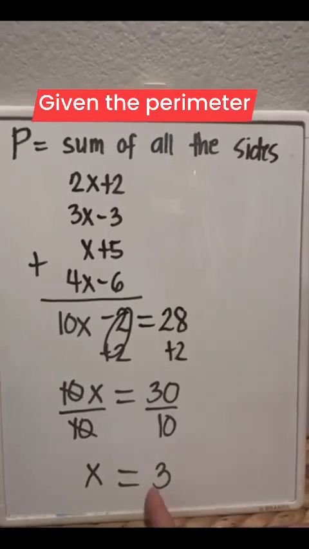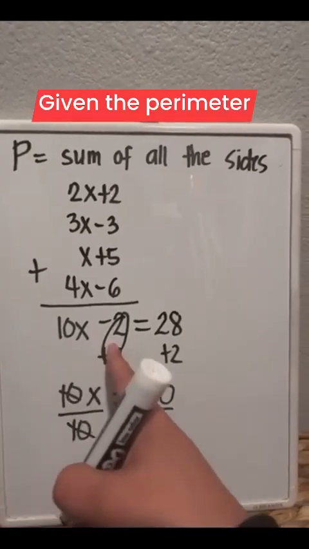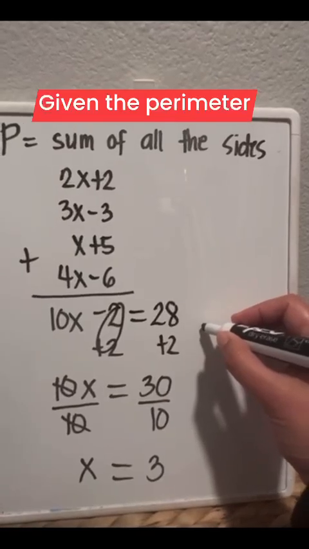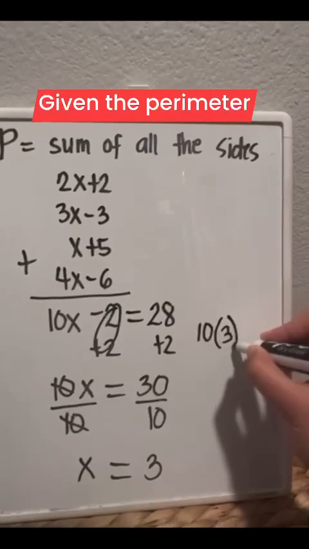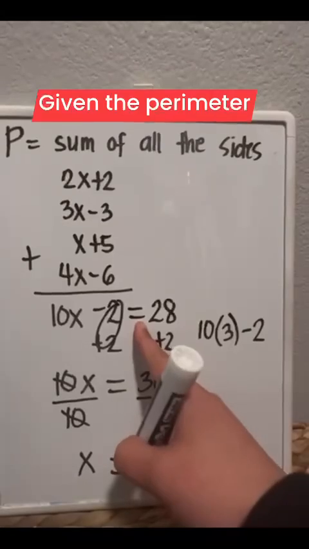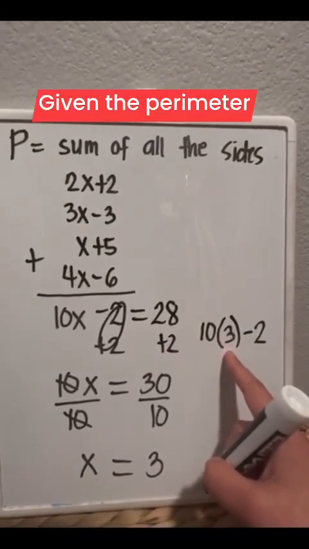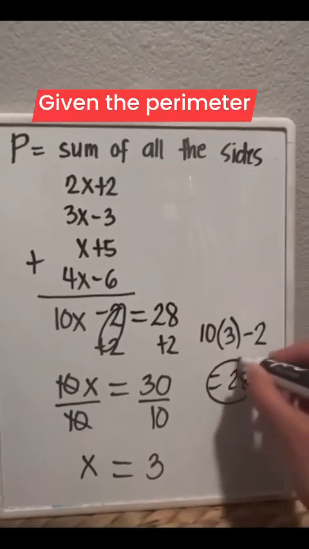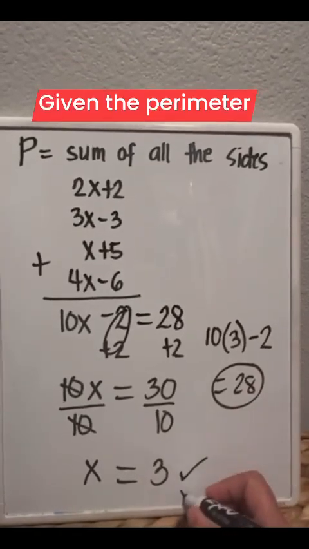So let's replace the value of x, which is 3, in 10x minus 2 equals 28. So this is how you're gonna do it. So 10 times 3 minus 2. And let's see if it's equal to 28. So 10 times 3, that's 30. 30 minus 2 is 28. Alright. So therefore, x equals 3 is really the correct answer.